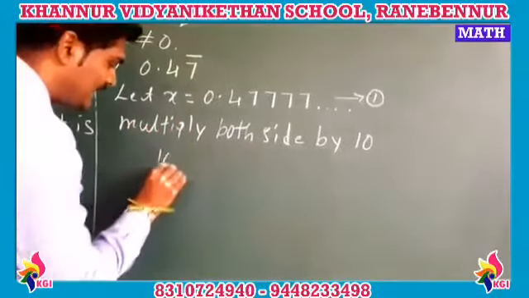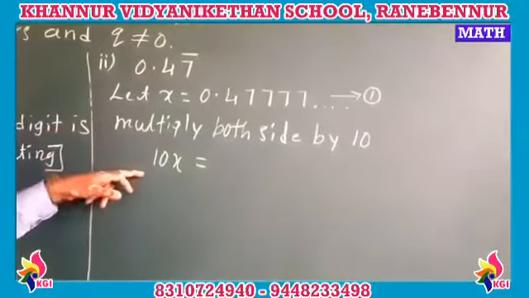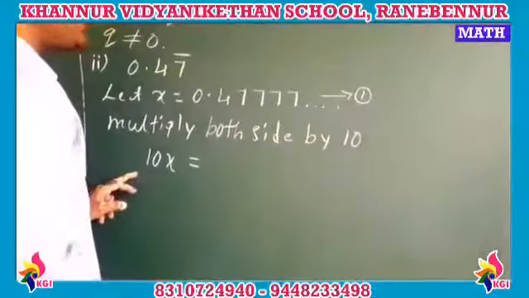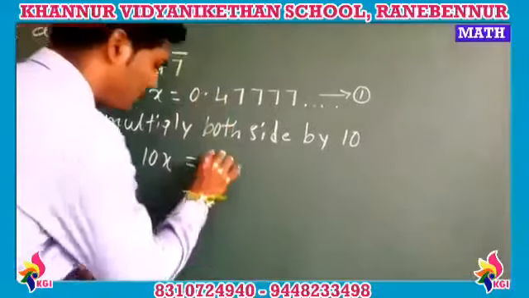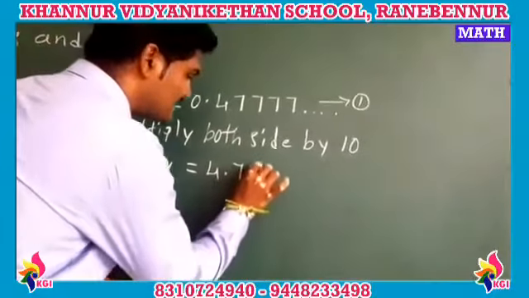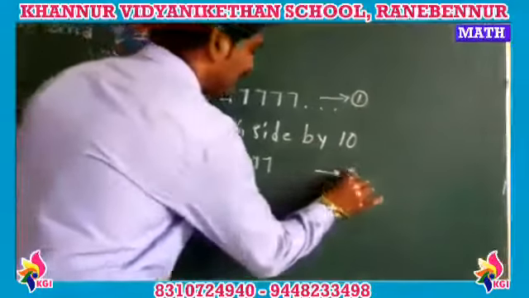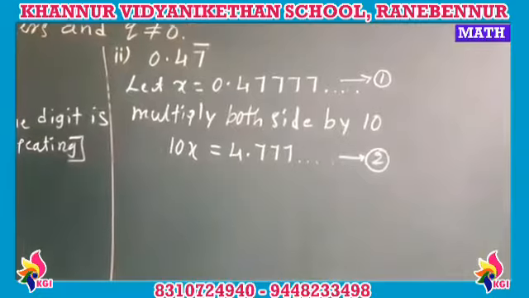I am going to get in the LHS as 10x. I do not go for one more step. Directly I write it as 10x. So for this, if I multiply with a 10, what am I going to get? I am going to get 4.777 and so on. Correct? This will be equation number 2. Okay, children? Understood now? So this is equation number 2.